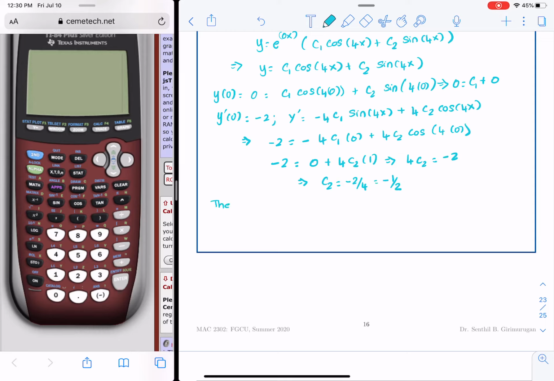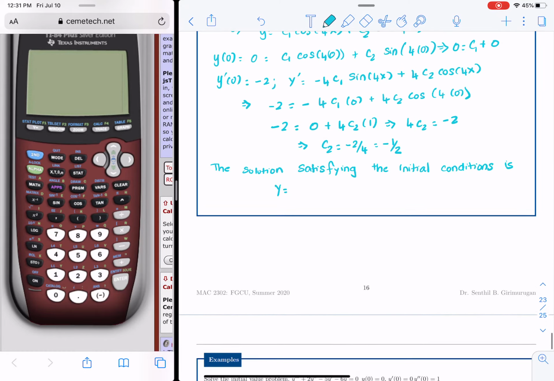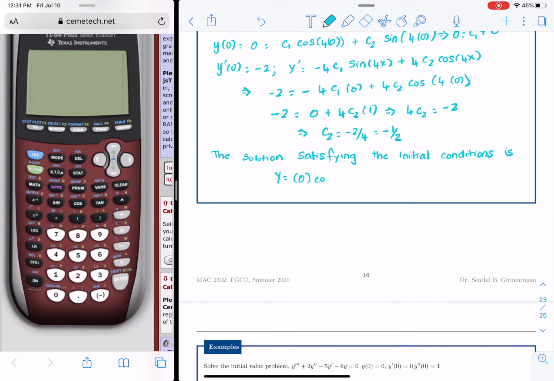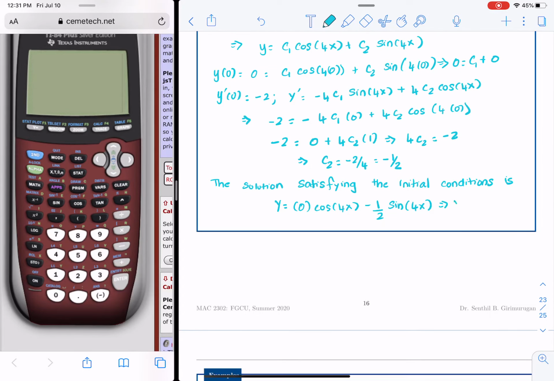So the solution satisfying the initial conditions is y equals C1, which is 0, times cosine 4x, C2 is minus 1/2 sine 4x, which would simply give us y equals negative 1/2 sine 4x.